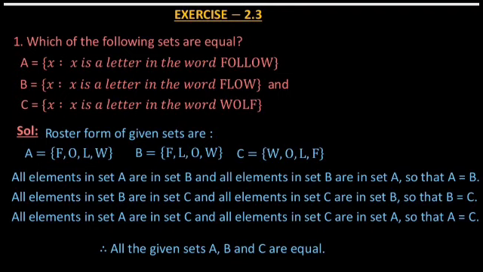సో మీరు అబ్జర్వ్ చేస్తే ఏ సెట్లోని బి సెట్లోని సి సెట్లోని present elements are present in A set is equal to B set is equal to C set. So all the elements in set A are in set C and set B are equal. So all the given sets A, B, C are equal. If you observe, what are the elements? F, O, L, W are the same elements in the three sets.